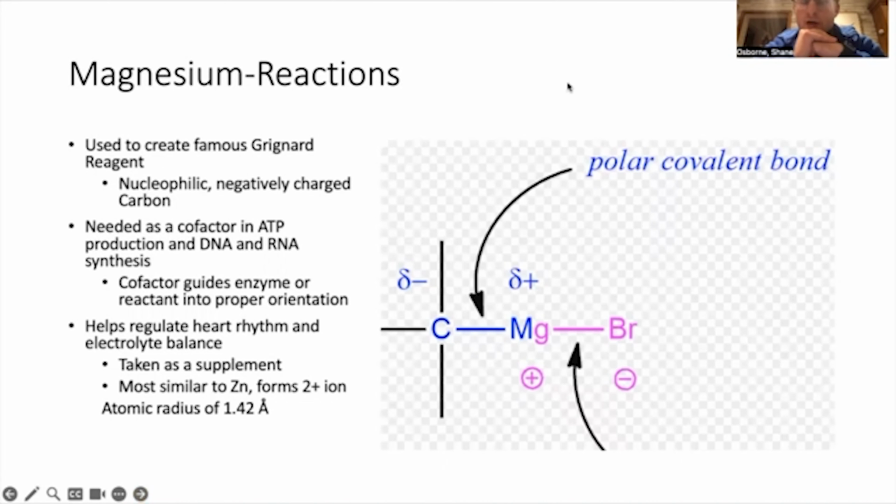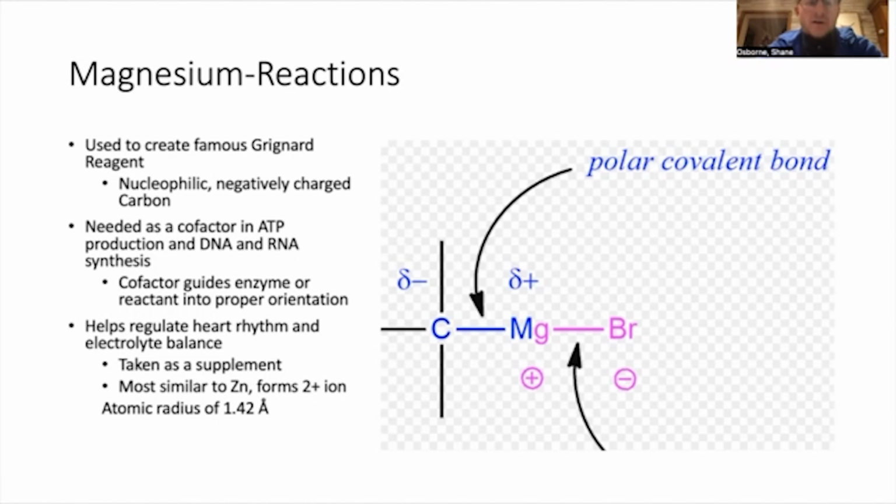Magnesium has a wide variety of uses in reactivity. It's used to create the famous Grignard reagent, which gives this carbon in this diagram a negative charge and becomes nucleophilic. Its electropositive magnesium generally has a lone pair represented on this carbon with a negative charge, making it more nucleophilic to attack electrophiles.